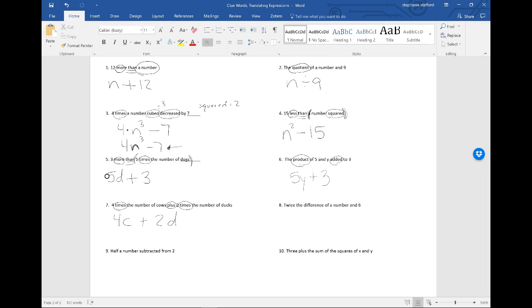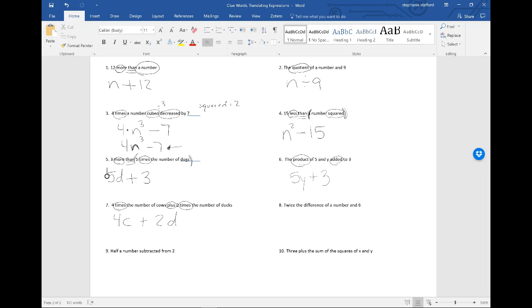So if ever we're talking about 2 different unknowns, not the same things, then we have to give them a different variable. If it would have said 4 times the number of cows plus 2 times the number of cows, we would have given them the same variable.